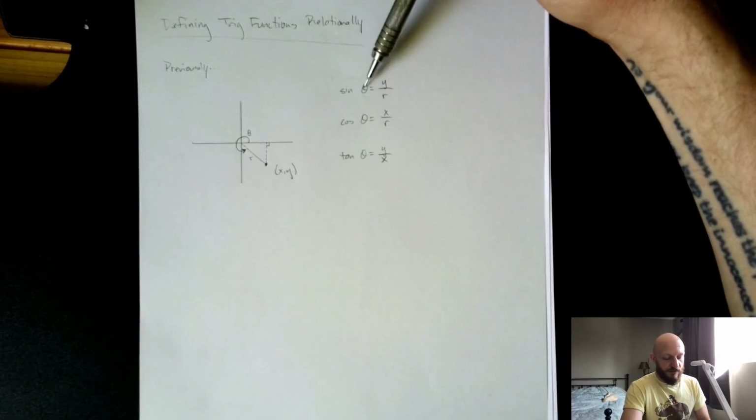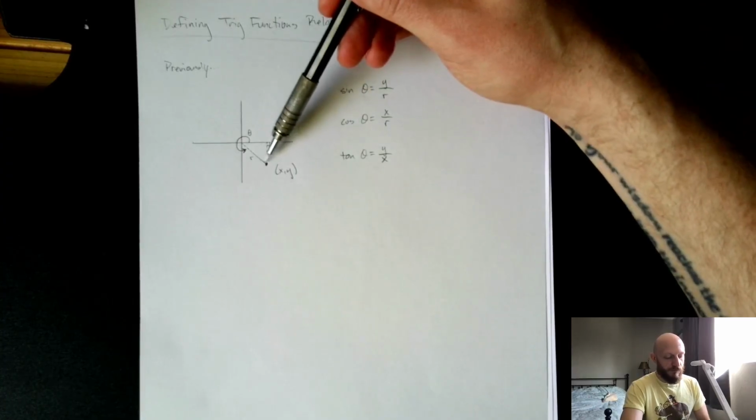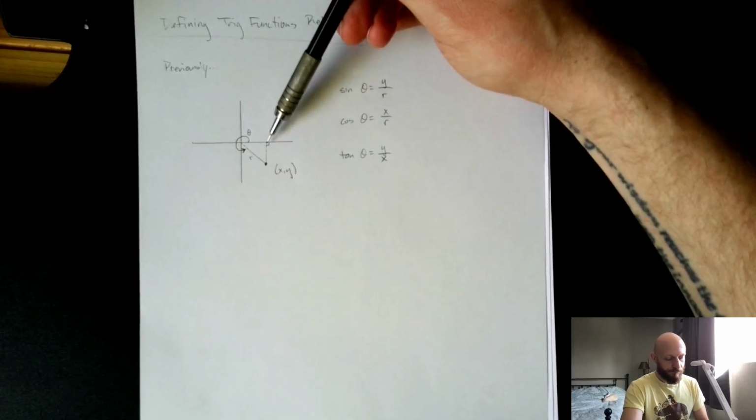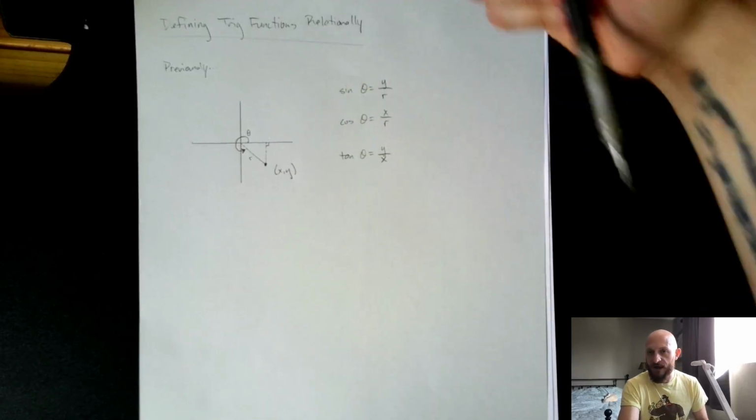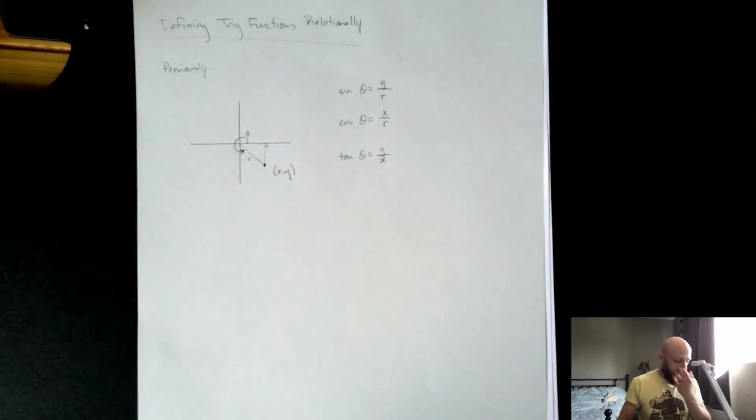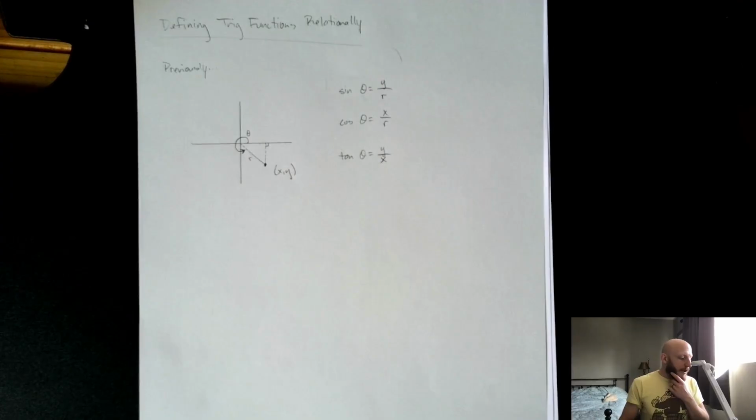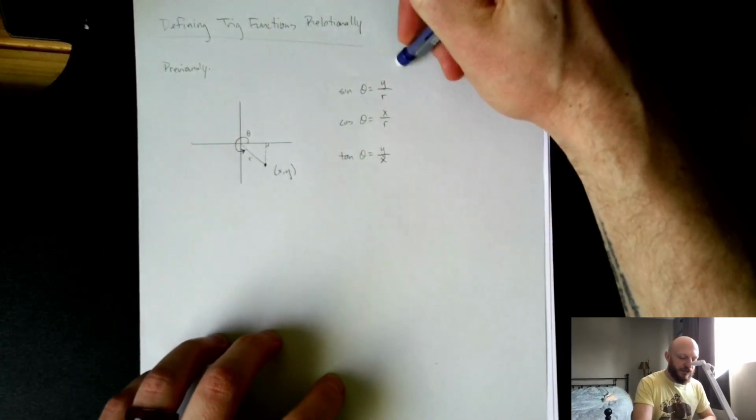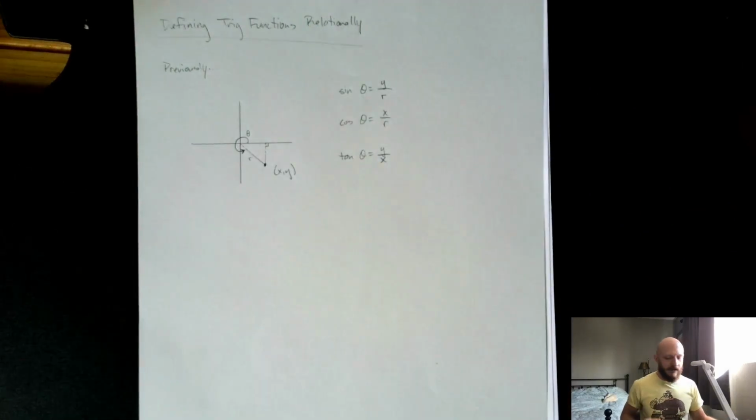So in particular, sine theta is equal to the y coordinate divided by the hypotenuse. So y over r. Cosine theta was x over r, and then tangent theta was y over x, and then the reciprocal functions are just the flip-flop of these. But from this, you may have noticed that trig functions are sort of being defined relationally within this triangle as ratios of side lengths of the triangle.